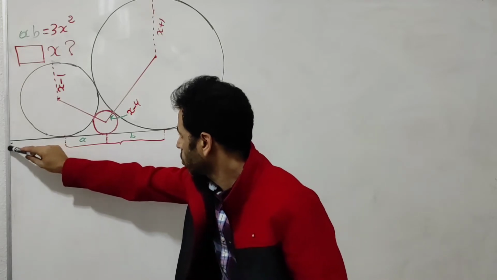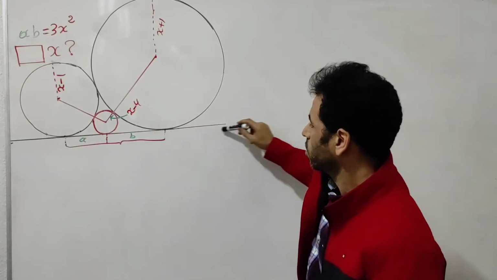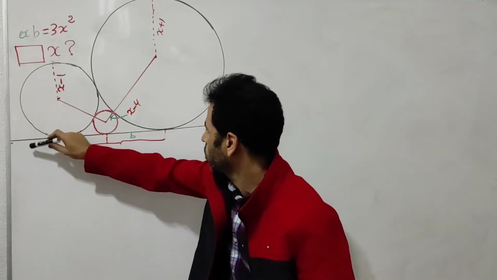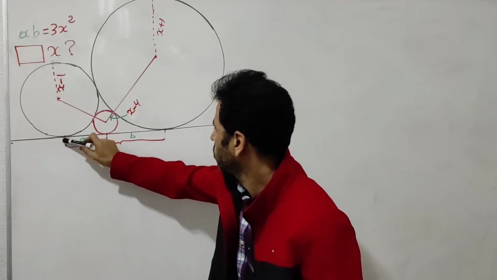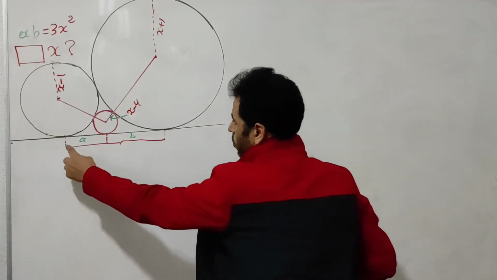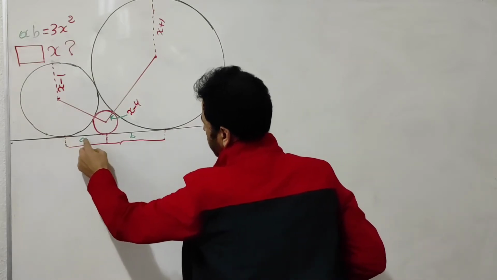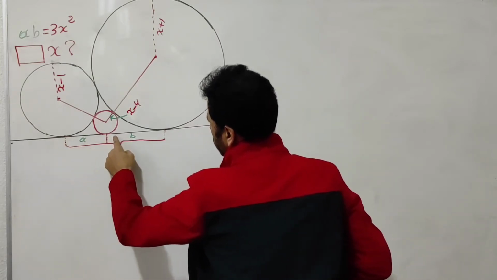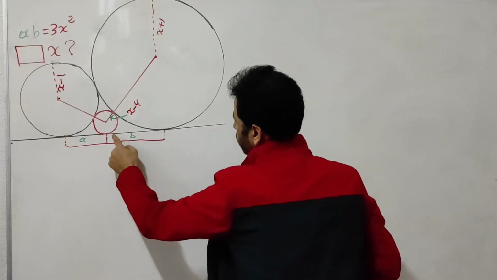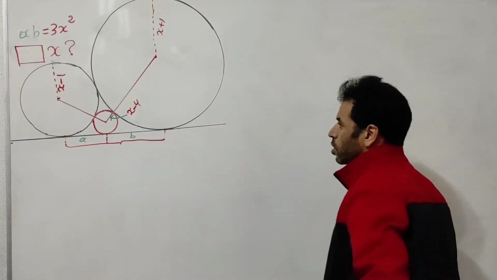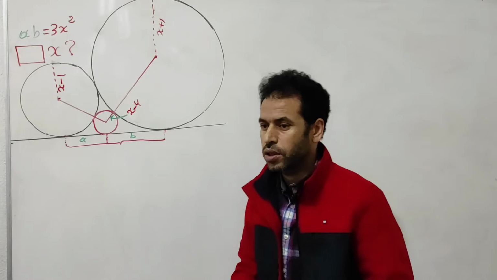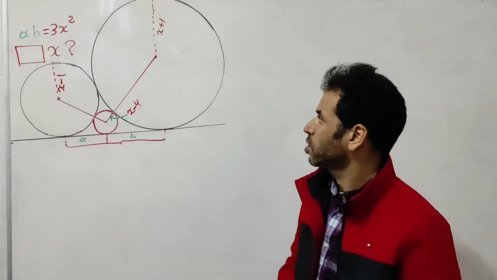Also there is a horizontal tangent line on the bottom of these circles touching 3 points. From the first tangent line there is a distance a between the middle circle and the small circle, and a distance b between the small circle and the big circle. I'm going to calculate x as the measurement of this radius.